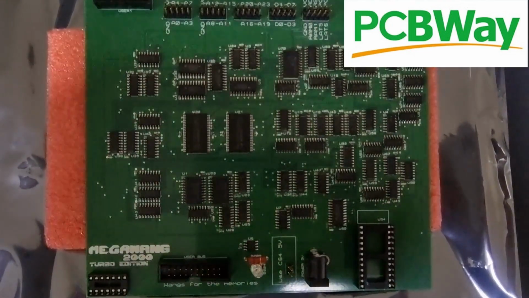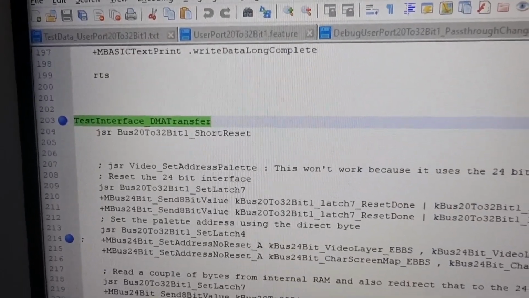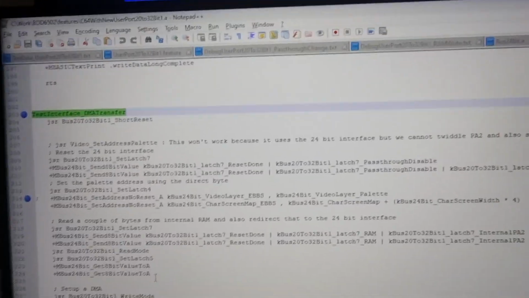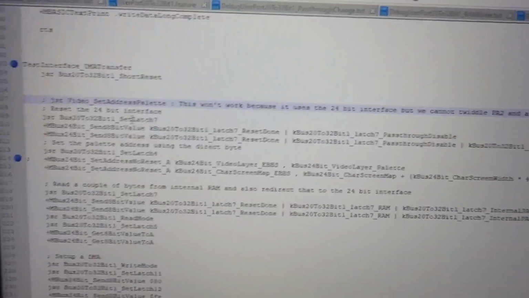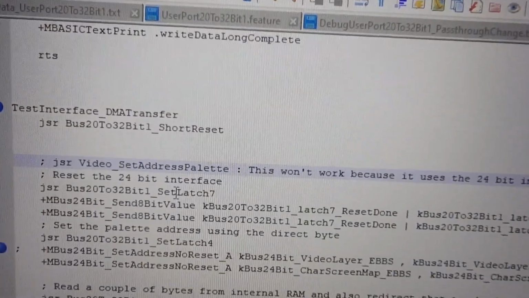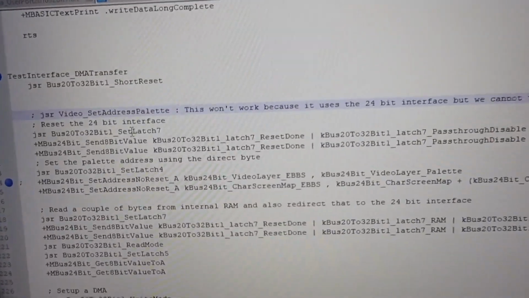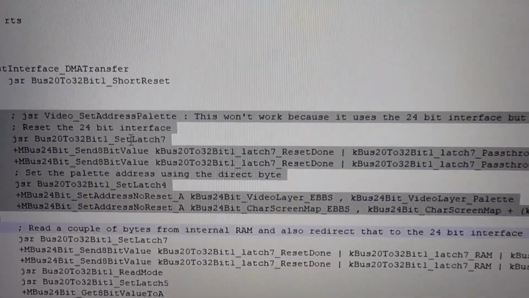And now what we're going to do is start looking at the code for testing the DMA transfer. So this code here was some code that I added to the unit tests. As usual, I'm going to be running this in emulation and then running it on the real hardware.